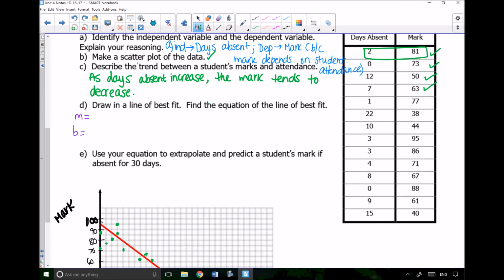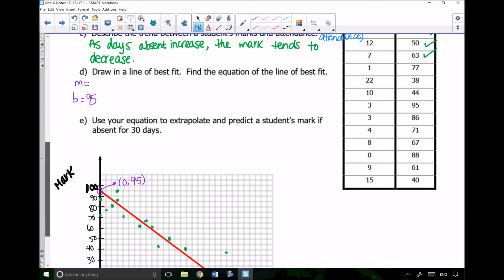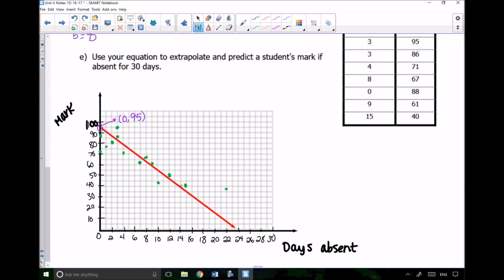Well, when I look at my graph, my b is very obvious. My b is already at 95, so I don't have to worry about figuring out what the y-intercept is. But I need 2 points to find my slope. So I know (0, 95) is 1 point that I have. And I'm going to choose another point, but it's not going to be a data point. I'm trying to find the equation of my line. So I'm going to choose a point on my actual line itself.